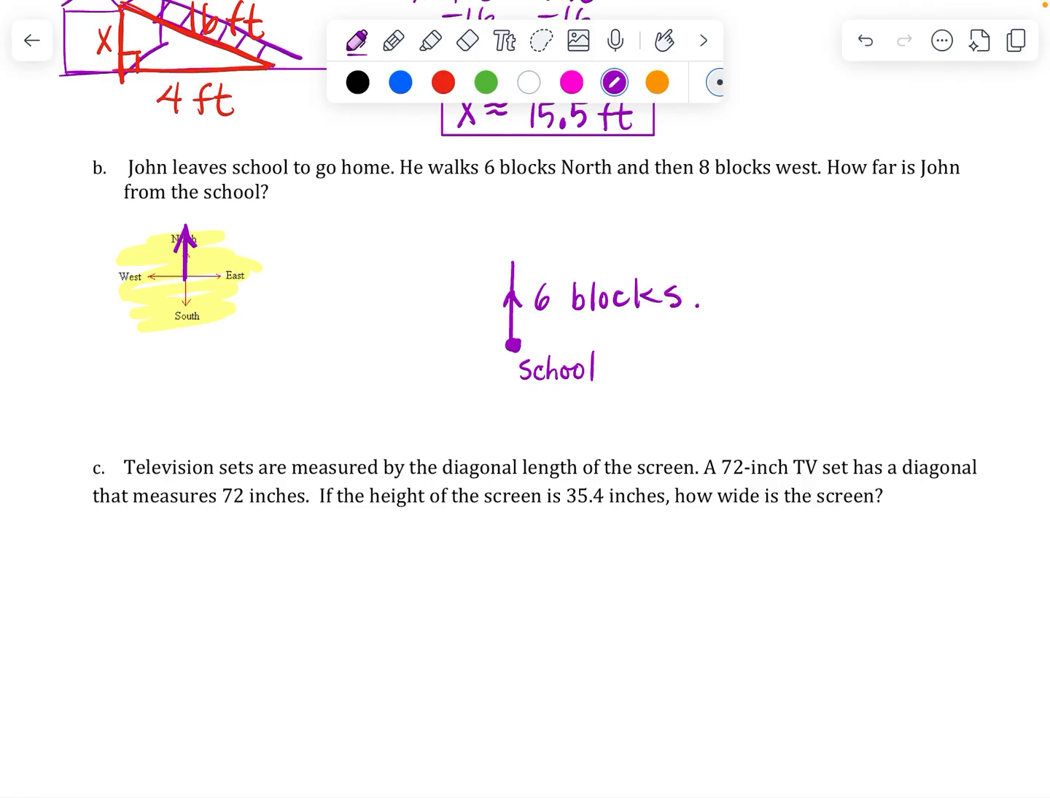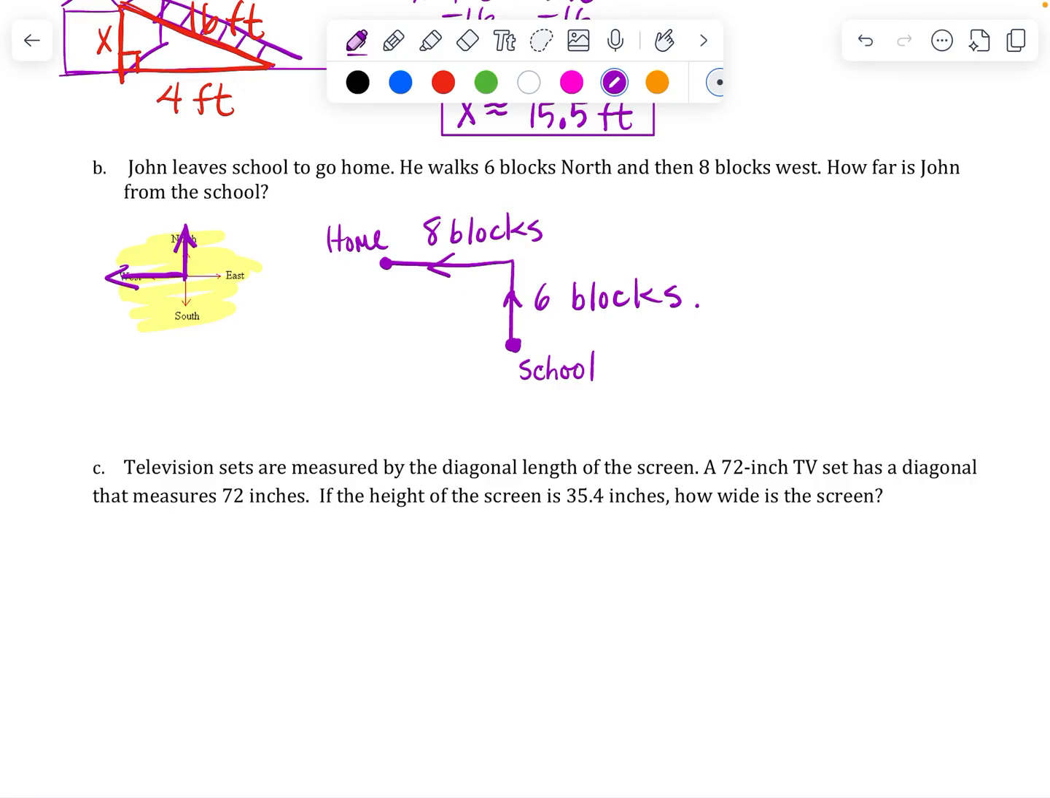And then he's heading 8 blocks west. West is to the right. So after he goes 6 blocks north, he goes 8 blocks west. So he traveled from school, and then he went home eventually. He landed at home, but he did that by going 6 blocks north and 8 blocks west.